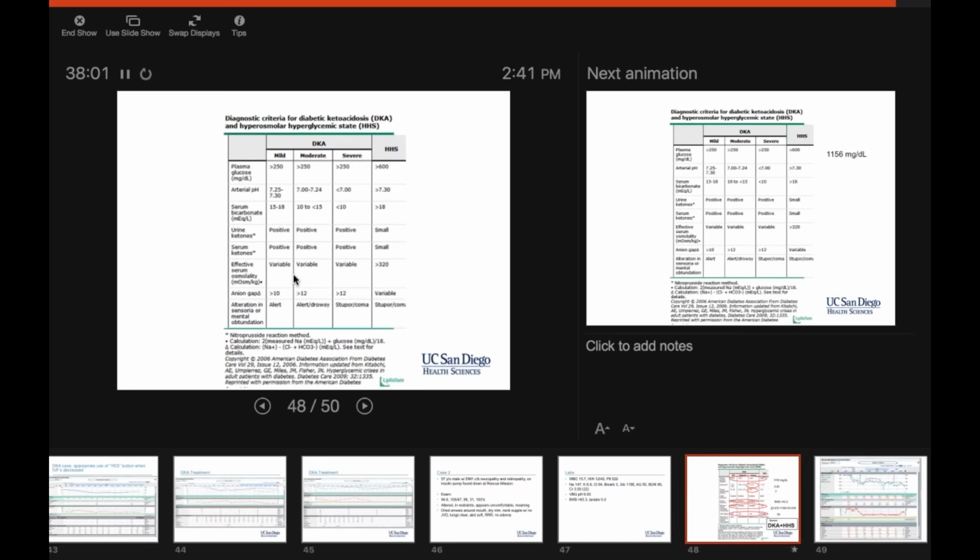What does he have? 1156, pretty high. 6.93, pretty low. 3, pretty low. Beta hydroxybutyrate, greater than 83, legit. Calculated effective osmolality, 358. So what does our friend have?